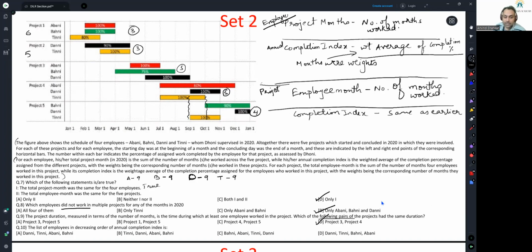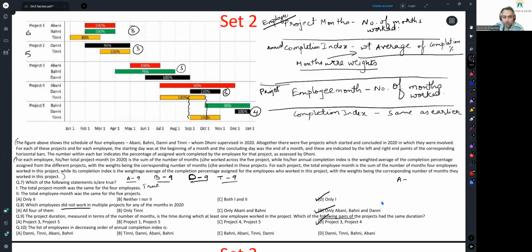Last question. The list of employees in decreasing order of annual completion indexes. Annual completion index was the weighted average of the completion percentage, where months were weights. We remember, months were identical for all 4 employees. So I don't really have to divide by 9. I can simply find the summation and my work will be done.